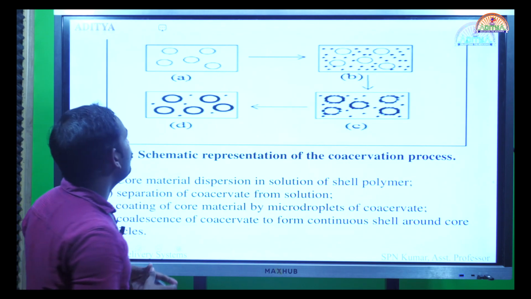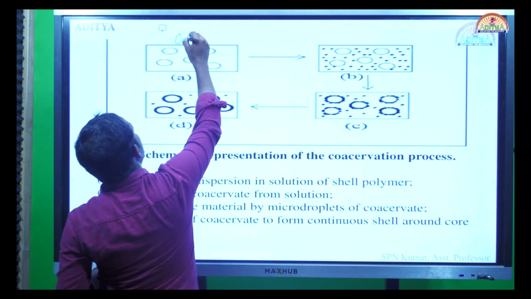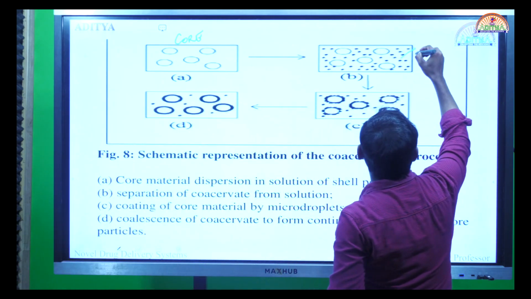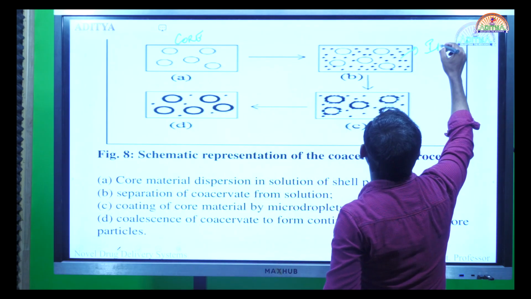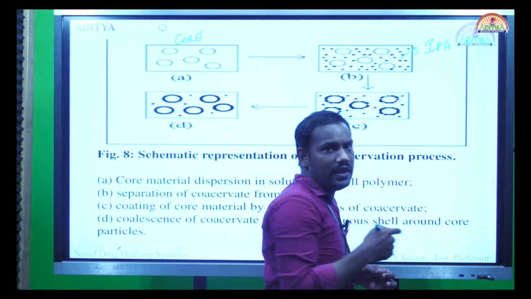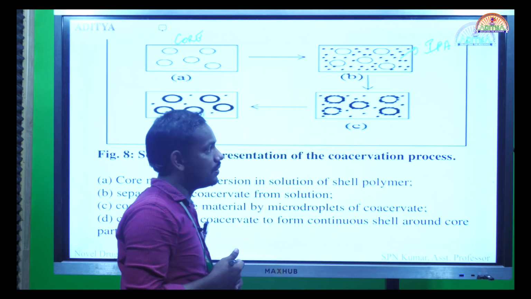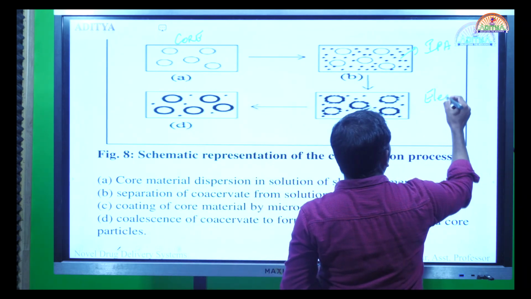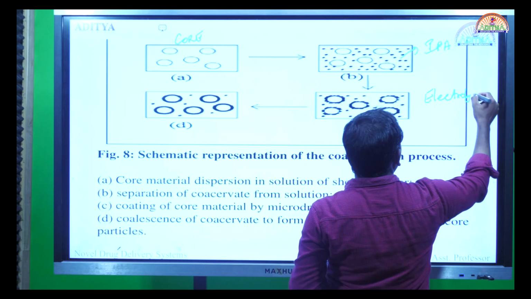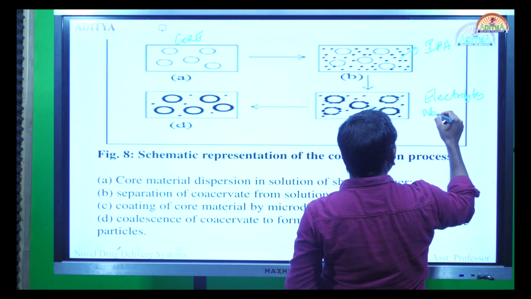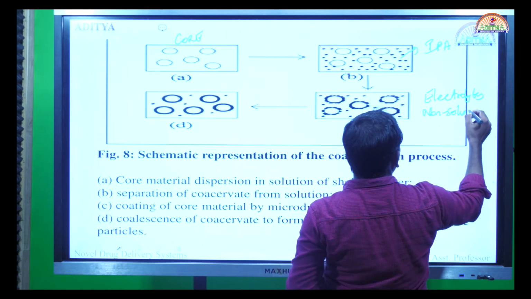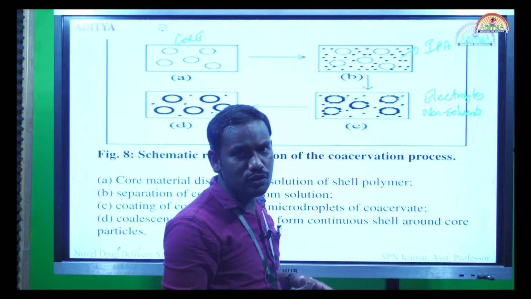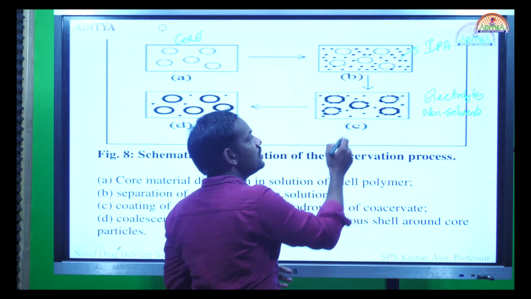What we are doing is, first of all, the core material is taken. The coating material is dissolved in some solvent like isopropyl alcohol. It will be dispersed uniformly with the help of a stirrer. In the third step, we are going to add some electrolytes or surfactants or non-solvents. Due to the presence of these electrolytes, non-solvents or surfactants, the coating material will not stay in solution. It will come towards this core material.